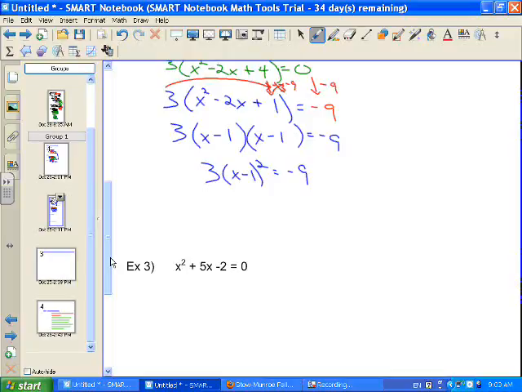Get rid of the square. I can get rid of the 3. It's a 3 times that. So how would you undo 3 times? Divide everything by 3 first. So now I've got x minus 1 squared equals negative 3. Now I can square root it.